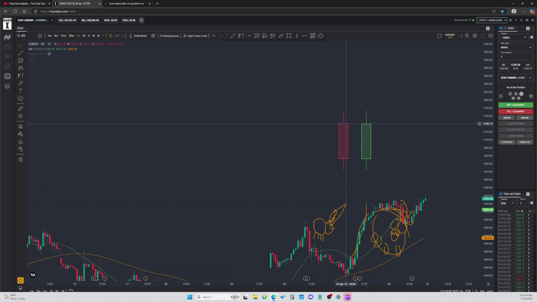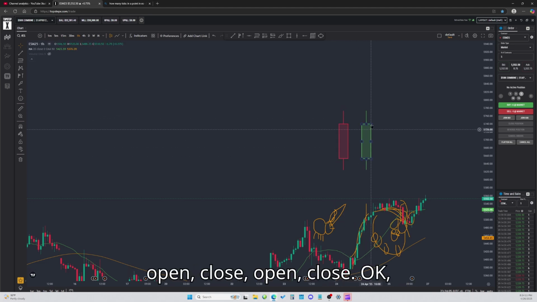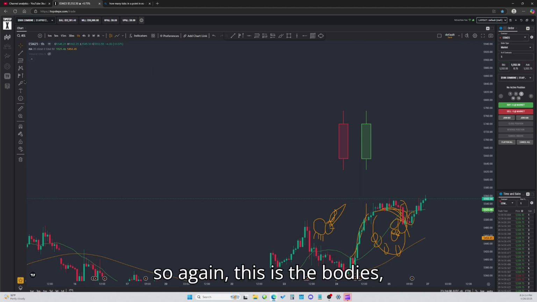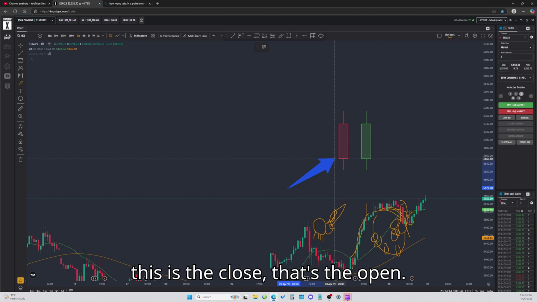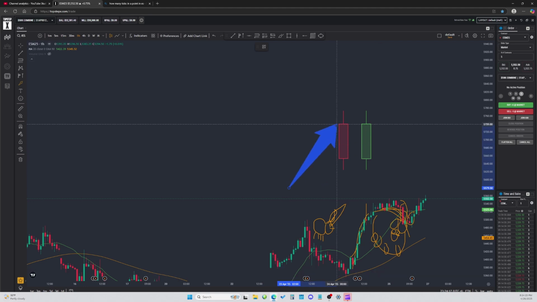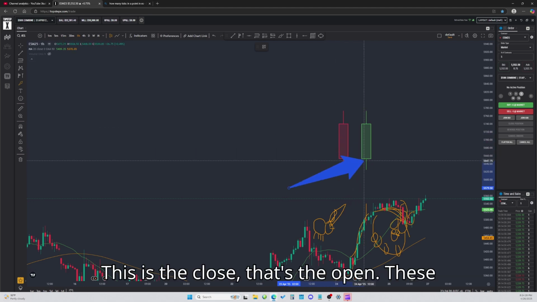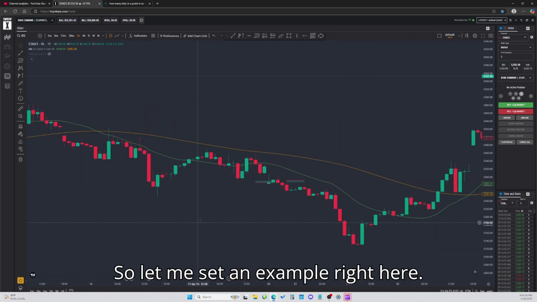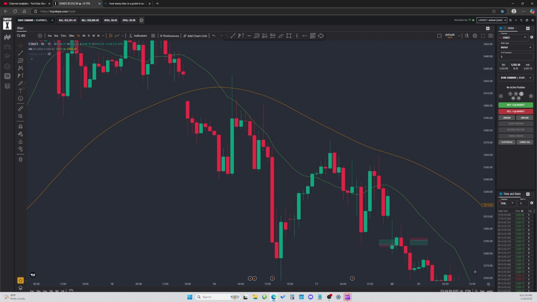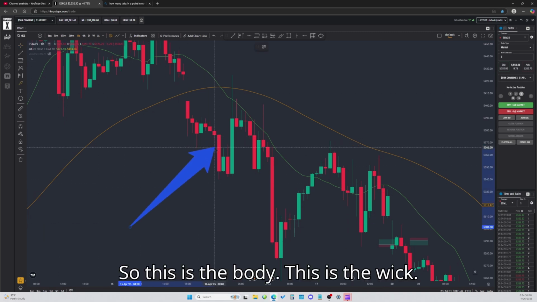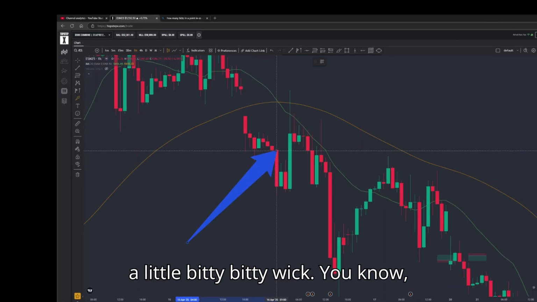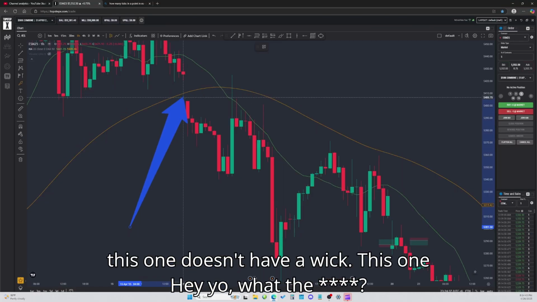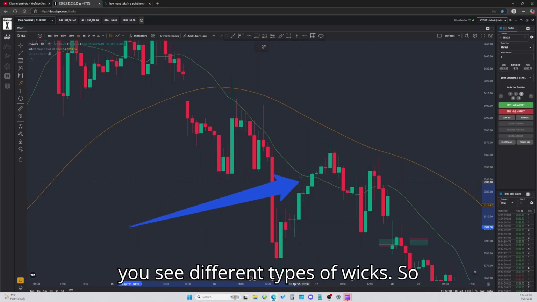Body, body, open, close, open, close. Okay. So again, these are the bodies. This is the close. That's the open. This is the close. That's the open. These are the wicks on top, the skinny parts. So let me set an example right here. So this is the body. This is the wick. You see that? It has a little bitty wick. Hey, yo, this one doesn't have a wick. This one, you see different types of wicks.